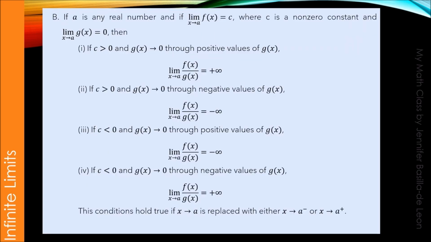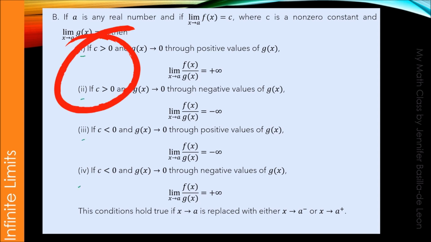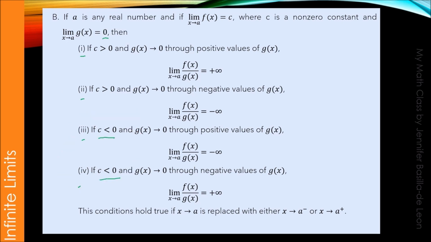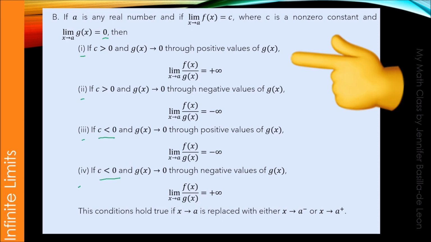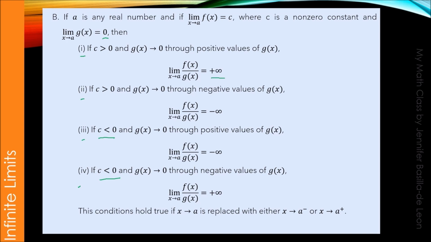From the given, we can derive the following laws. If a is any real number and if the limit of f of x as x approaches a equals c, where c is a non-zero constant, and the limit of g of x as x approaches a is 0, then we have four conditions to take note. The first two deal with c greater than 0, while the last two deal with c less than 0. If c is greater than 0 and g of x approaches 0 through positive values, the limit of f of x divided by g of x as x approaches a is positive infinity.